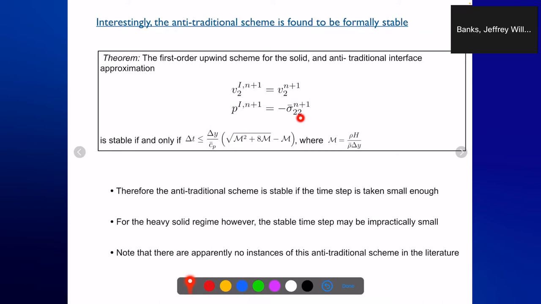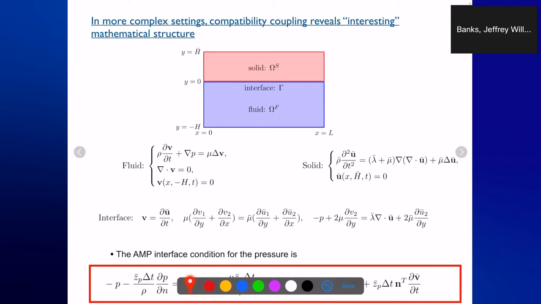Now, on to GD effectively. This is what happens if you try to do this scheme in the case of Stokes fluid and linear elastic solid. I've got the equations of the fluid sitting here, the equations of the solid sitting here, and my interface conditions, no jump in velocity or normal stress. The AMP condition that you get is here at the bottom. Now it's got a similar form. It's got a P and a PDN. Again, the time scale delta T is because of that time integral there, but you've got P, DPDN.